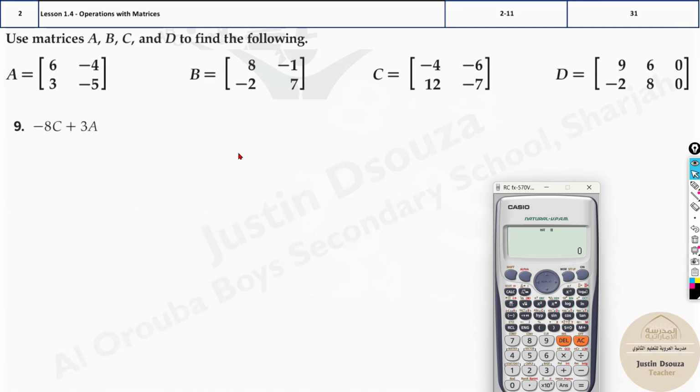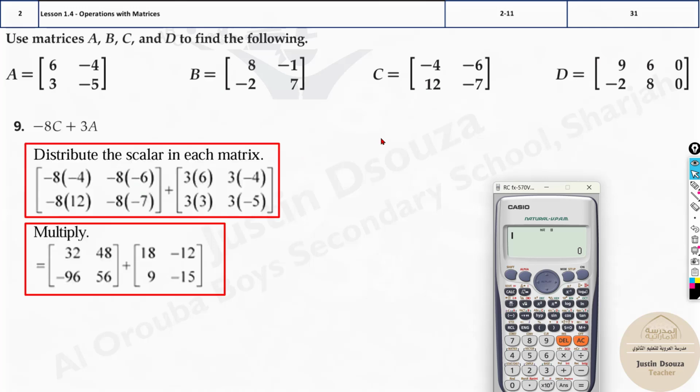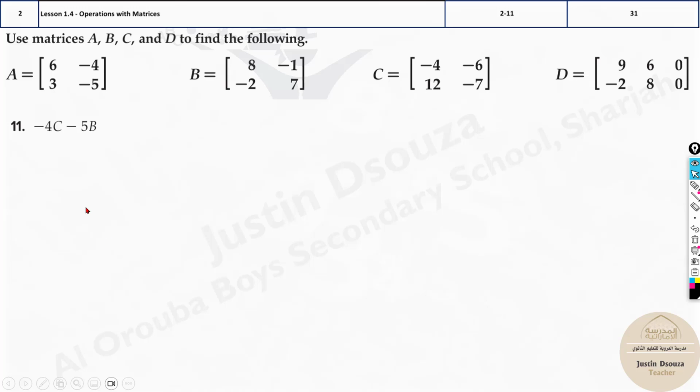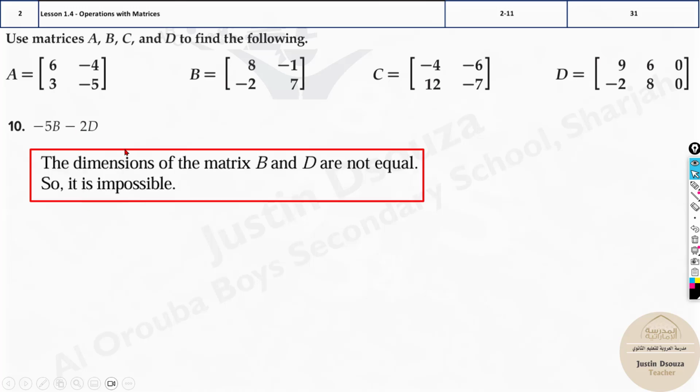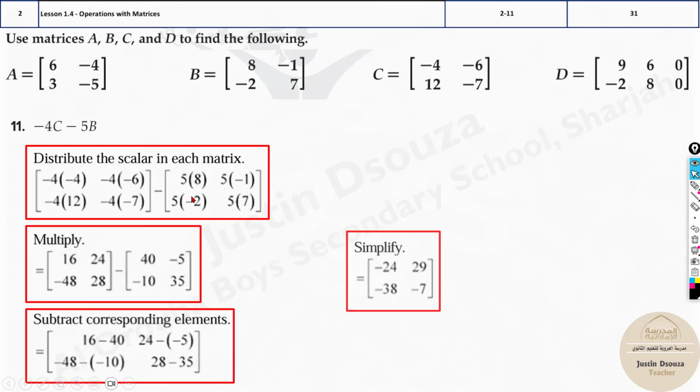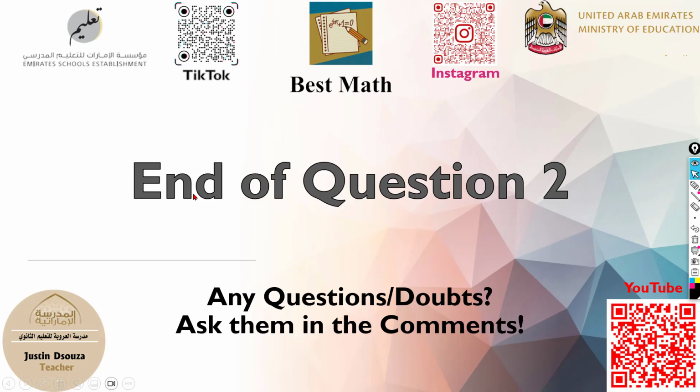So you can try this for all the other matrices. But remember, if it was given as D, then you wouldn't be able to solve it. Why? The dimension doesn't match. This is possible. Even the next. Now look over here, the 10th problem. You're supposed to subtract something with B and something with D. No matter what, you can't do it because the dimensions do not match. It is impossible. And over here it's C and B. Absolutely you can do it. So that's the end of the second question.